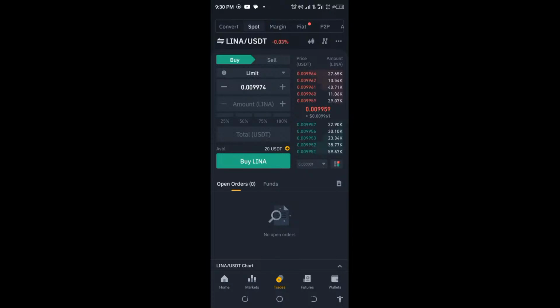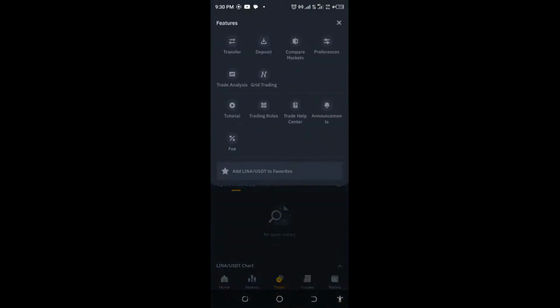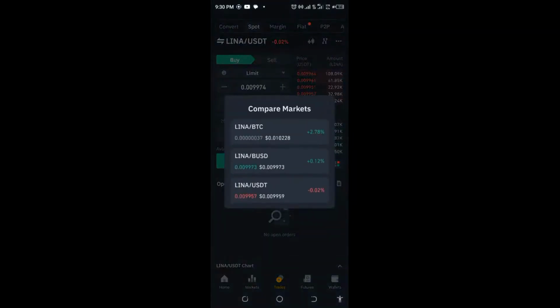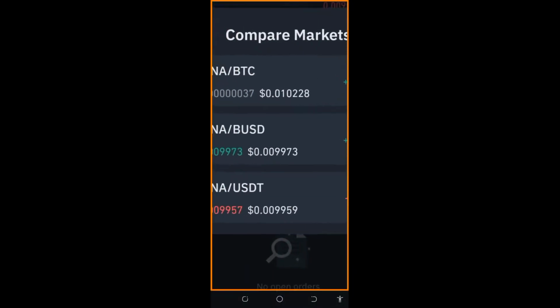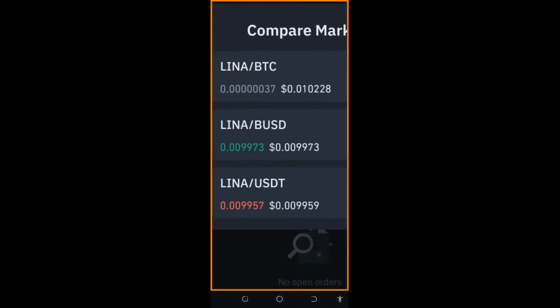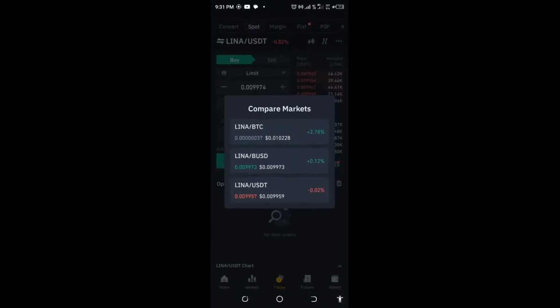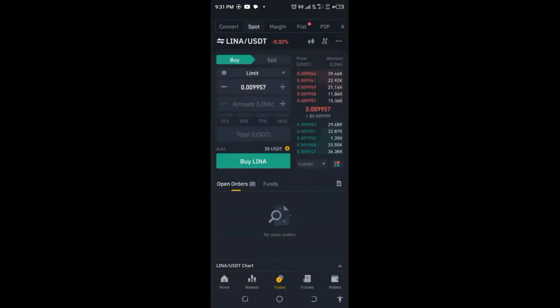So today, what do I have for you? I've got Lena USDT. So let's go over to check the compare markets. What do we have here? We're seeing that Lena USDT is 0.0099, while Lena BTC is 0.00102. Okay, let's go ahead and see with the simulations what we can get. All right, so we've got our usual $20, right?